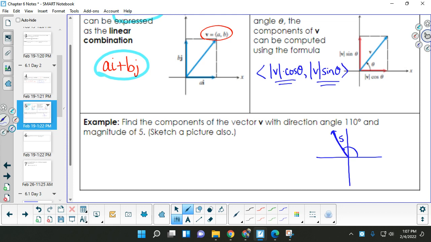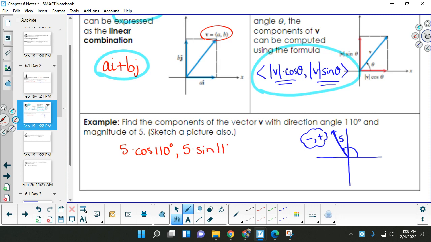So right now, we should kind of in the back of our minds be thinking that this is going to be to the left and up. So negative, positive. So when we plug this in to our formula that we have up here in the upper right-hand corner, all we're going to do is take the magnitude, so 5 times cosine of 110, and then 5 times the sine of 110.